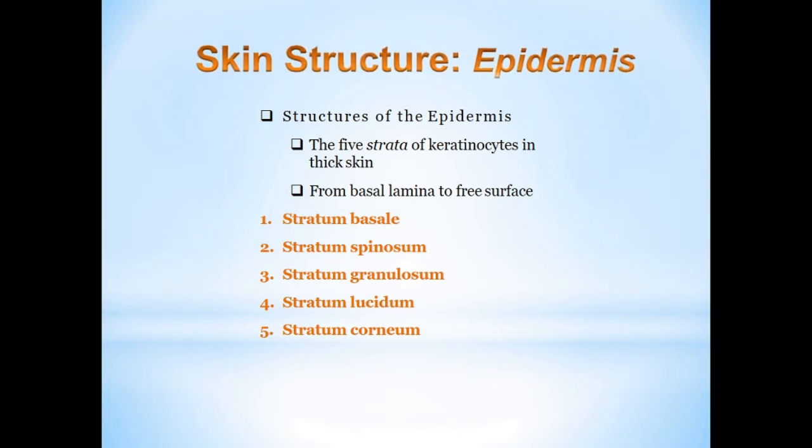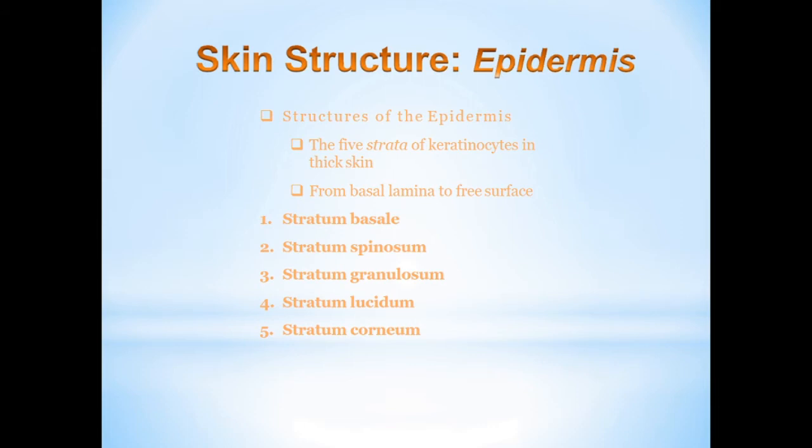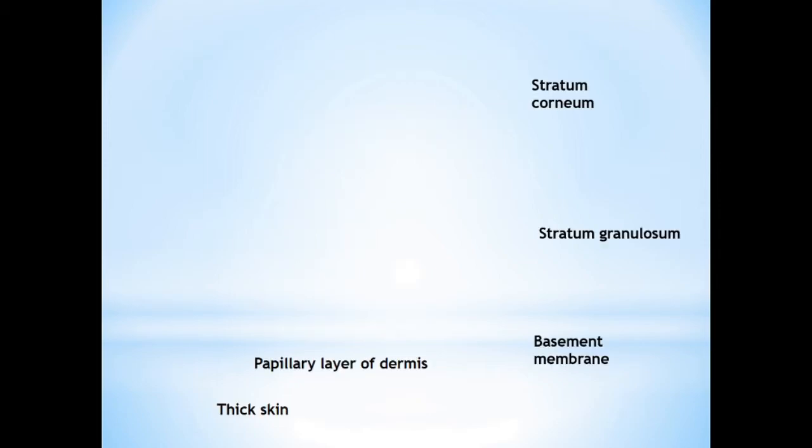Structures of the epidermis: we can see the 5 strata of keratinocytes in thick skin, and these are from the basal lamina to the free surface of the epidermis. The first strata layer of keratinocytes present in the epidermis is stratum basale. Second is stratum spinosum. Third is stratum granulosum. Fourth is stratum lucidum, and fifth is stratum corneum.